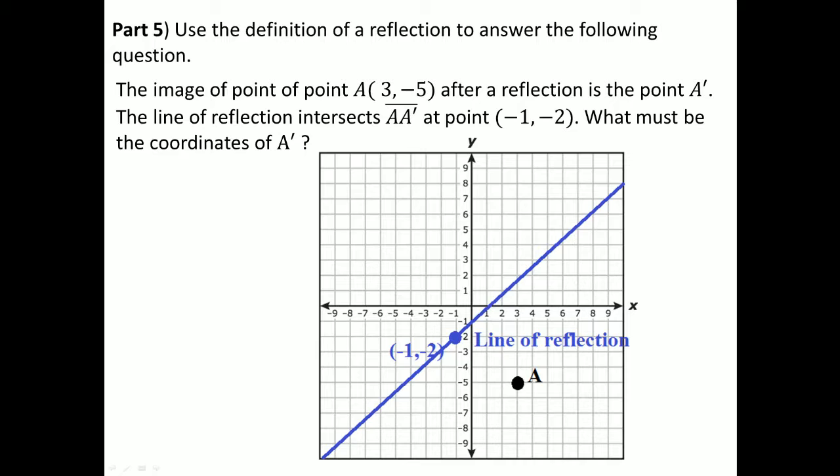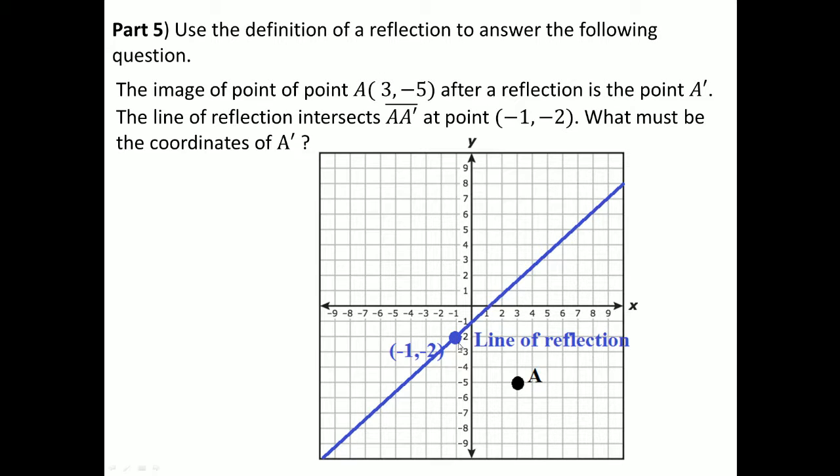The image of a point A (3, -5) after reflection is the point A prime. The line of reflection intersects A prime at the point (-1, -2). What must be the coordinate of A prime? The question is really worded weirdly, so I decided to draw the information for it to make sense. This is what it means.